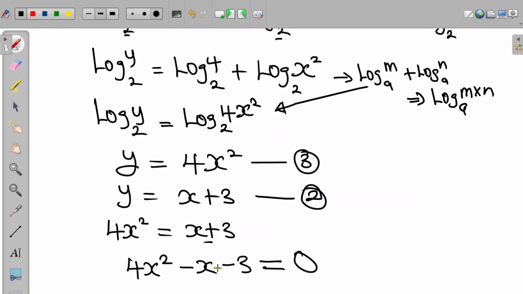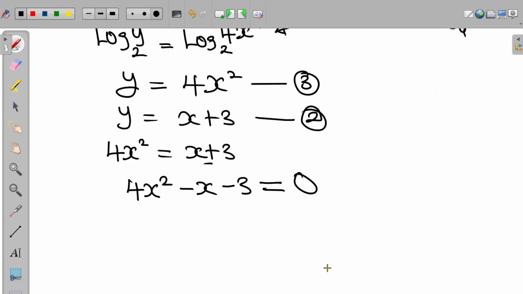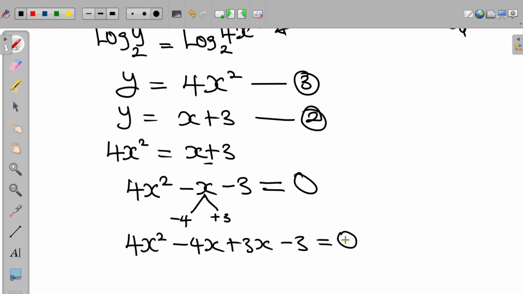Now, we have an equation that is quadratic in terms of x. So we can use any of the methods to obtain the value of x. So at this point, we are using the factorization method. So we look for two integers whose sum is equal to -1 and whose product is equal to -12. So the two integers are -4 and +3. So therefore, our equation becomes 4x squared minus 4x plus 3x minus 3 equal to 0.